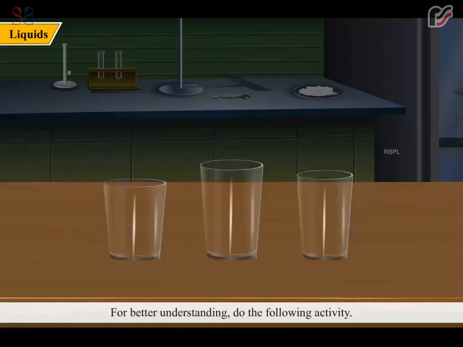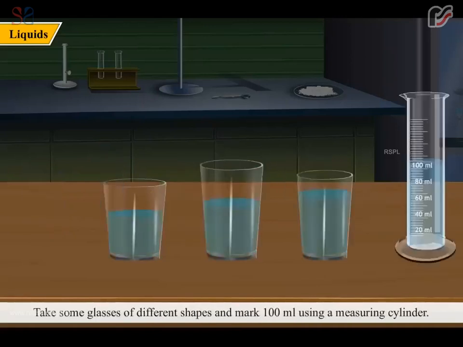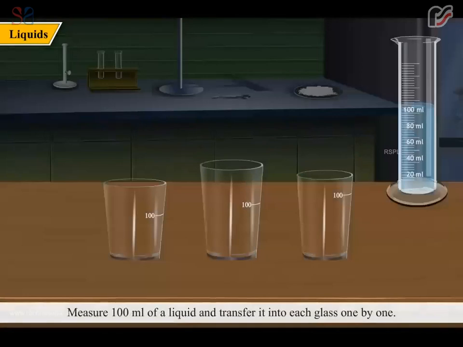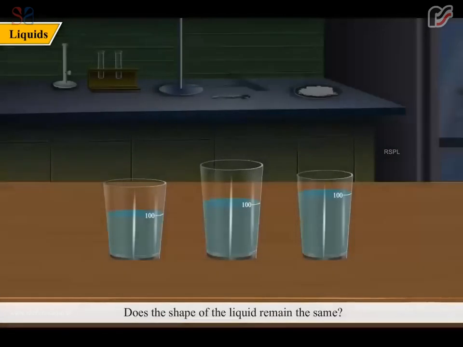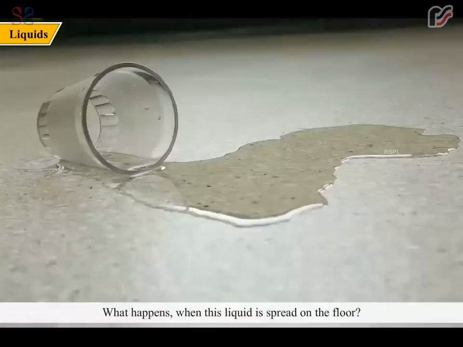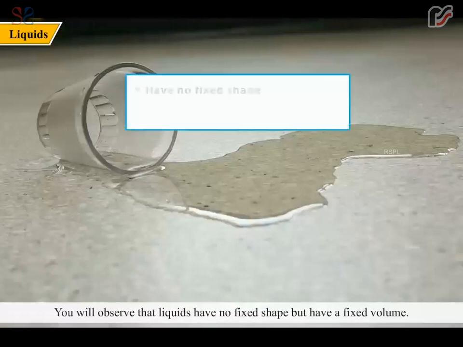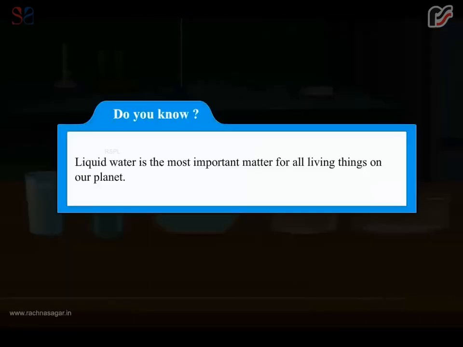For better understanding, do the following activity. Take some glasses of different shapes and mark 100 milliliter using a measuring cylinder. Measure 100 milliliter of a liquid and transfer it into each glass one by one. Does the shape of the liquid remain the same? What happens when this liquid is spread on the floor? Does the volume remain the same? You will observe that liquids have no fixed shape but have a fixed volume. Do you know? Liquid water is the most important matter for all living things on our planet.